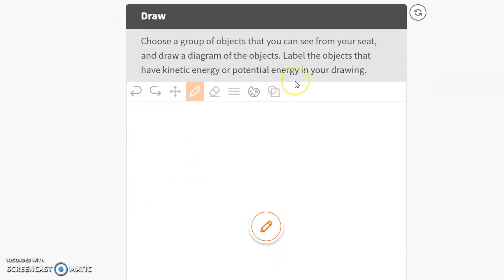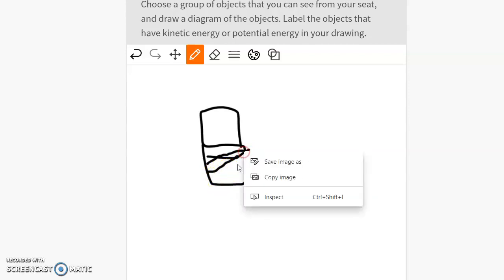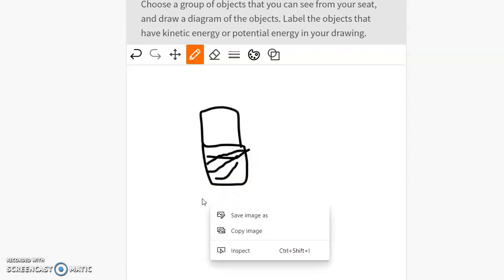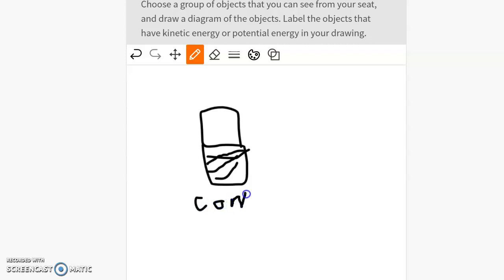Draw a group of objects that you can see from where you're seated. All right, kinetic and not kinetic. So I see my computer, a little keyboard, and I'm typing on it. So because I'm typing, it's kinetic. If it was just sitting there, it would be potential.